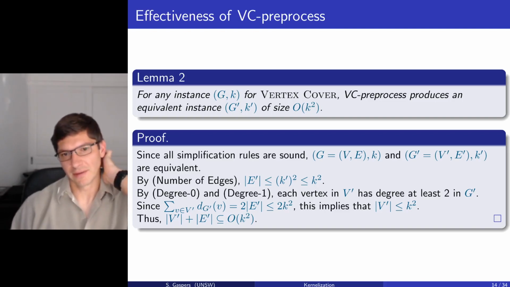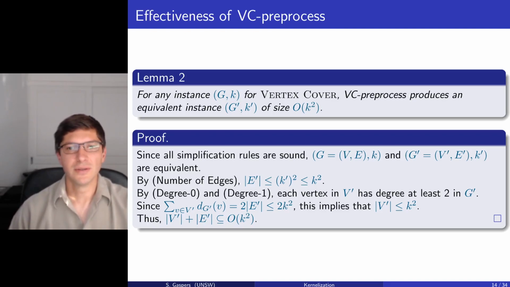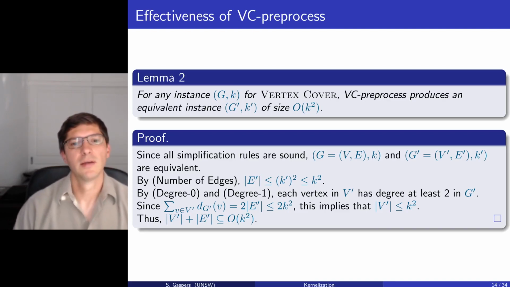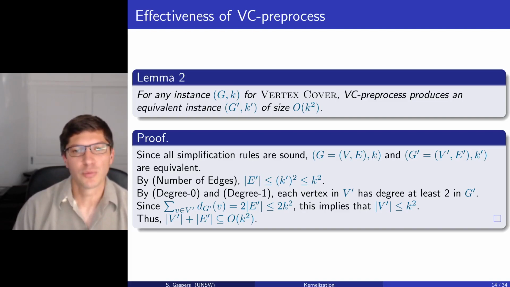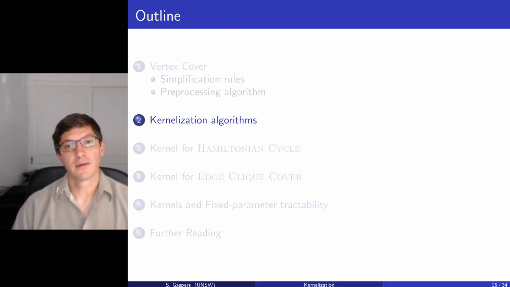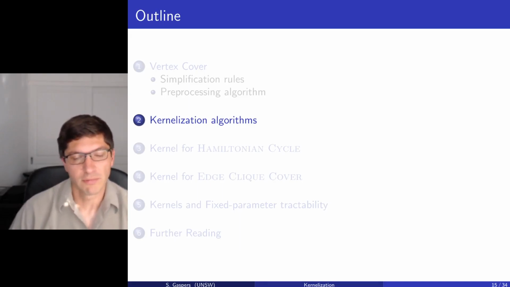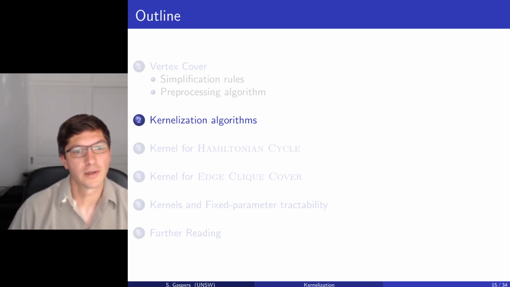And so this implies now, since every vertex has degree at least 2, that the number of vertices is at most k squared. So the number of vertices in the output is also at most k squared. So we have upper bounded the number of vertices and the number of edges by k squared. So we get an output instance of size order k squared. Okay, so we can say that this is a preprocessing algorithm that returns an equivalent instance of size order k squared.